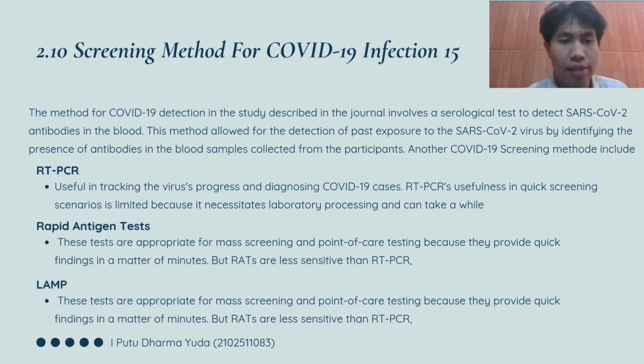Screening method for COVID-19 infection. The method for COVID-19 detection in the study described in the journal involved a serological test to detect SARS-CoV-2 antibodies in the blood. This method allowed for detection of past exposure to the SARS-CoV-2 virus by identifying the presence of antibodies in the blood sample collected from the participant. Other methods for COVID-19 screening are RT-PCR, rapid antigen test, and LAMP.